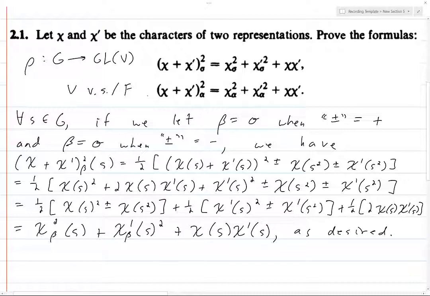If you replace beta with sigma, and why did I put sigma twice? This should be alpha. So this is the first formula when we let beta equal sigma and plus minus be plus, and it's the second formula when we set beta equal to alpha and plus minus equal to minus. And so there we go. Despite some stuttering at the end there, we have completed this proof.